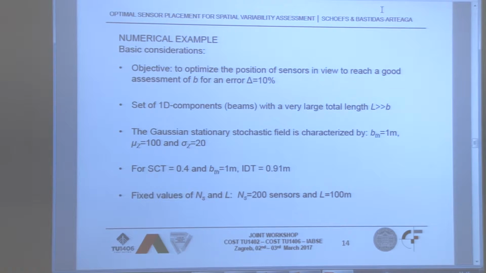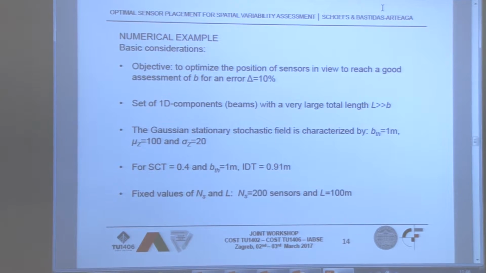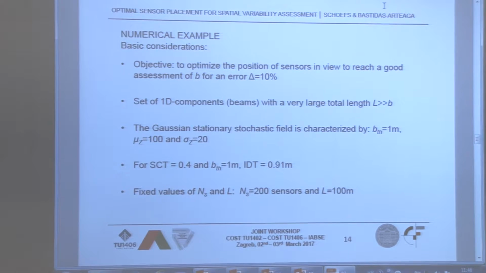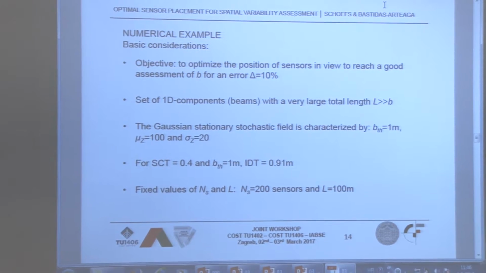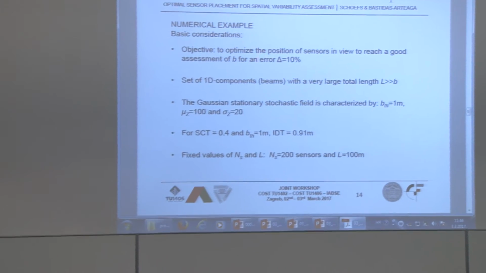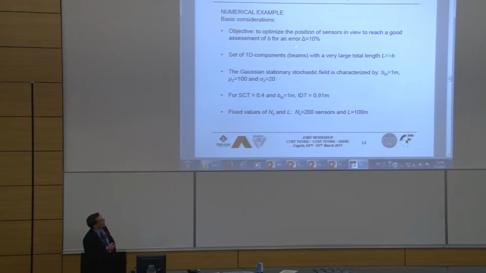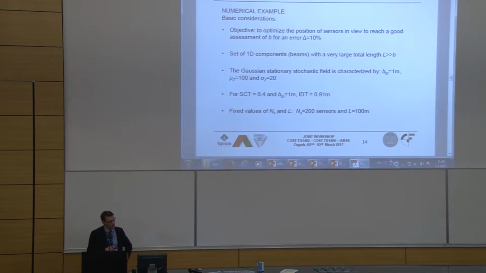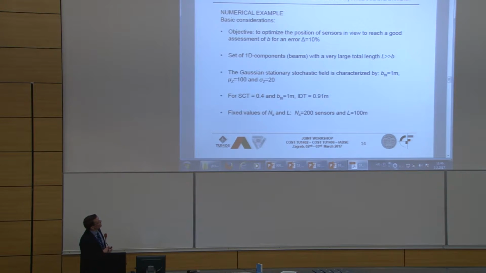So I will go to the numerical example now. The objective will be to optimize the position of sensors in view to reach a good assessment of this B value, that means an error of 10%. We have a 1D component where the length is larger in comparison with B. And so we took these values for the mean value, the standard deviation and for the B value.